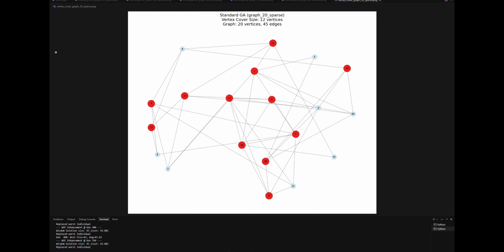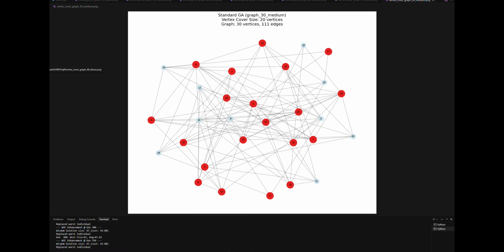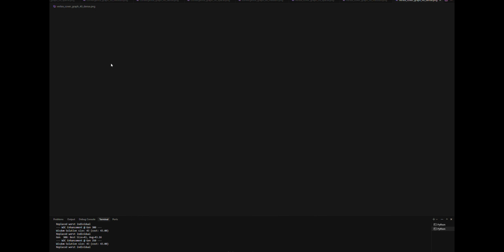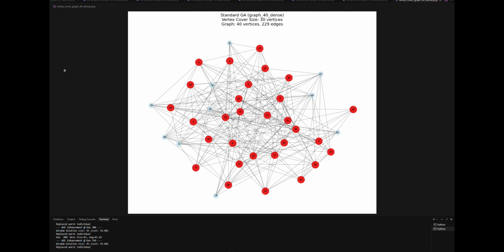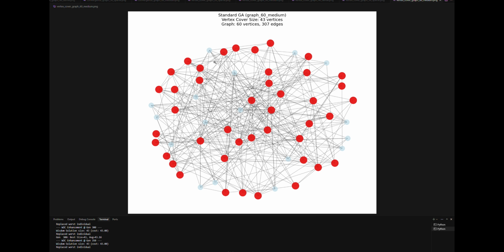And they also generated vertex covers. As you can see, these are the best solutions, where we take the smallest number of nodes that connect all the edges. Obviously for the 60 vertices, it's crazy. There are 60 vertices but 307 edges that all connect together, and so it's a pretty interesting find.